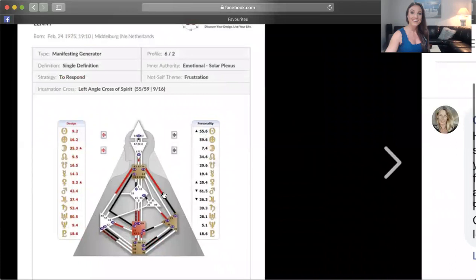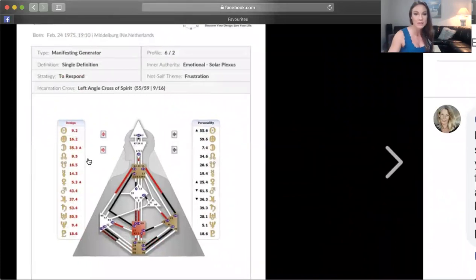Okay, so here we have a manifesting generator. Single definition, strategy to respond, profile 6-2, emotional authority, what I just said about my mom, which means that this center is filled in, and that you're here to live, to feel a lot, and to live a lot of experiences where feelings are strong. And then the cross of spirit, which is also that channel that my mom has, for example, and that sometimes can be a bit overwhelming when we are with a person, and that person is emotional, and like in my case, I have the center open.